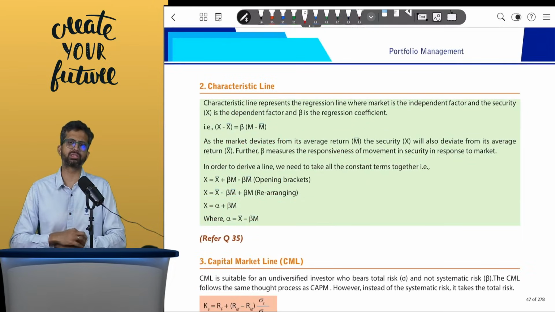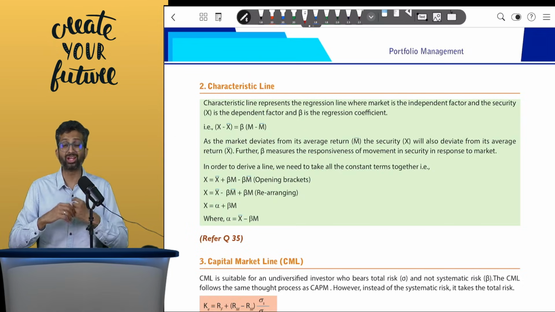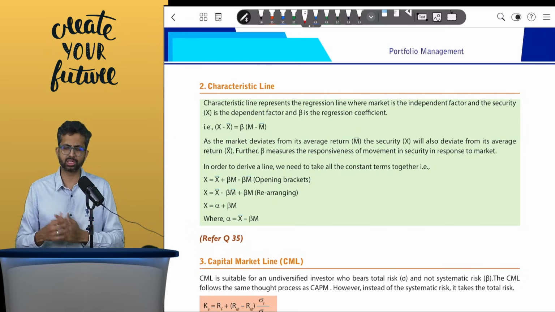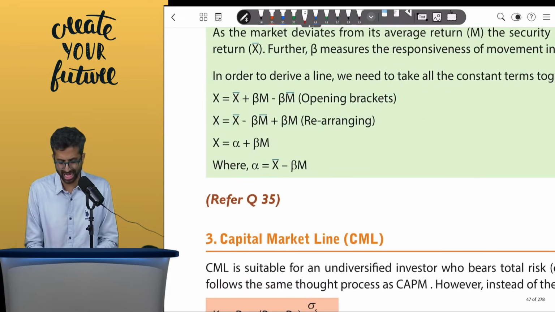Then there is a characteristic line. This shows the characteristic or feature of your beta statistic that you have calculated. So what you will try to do is calculate this characteristic line using the regression equation, and ultimately the characteristic line equation comes to X is equal to alpha plus beta M, where alpha is equal to X bar minus beta M bar. So these are things that you will have to remember in order to apply the characteristic line concept.